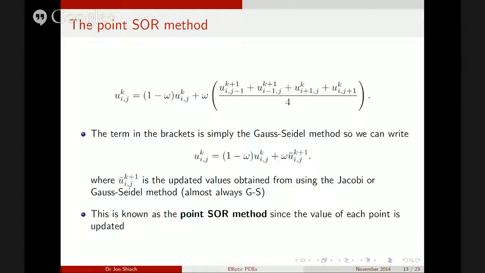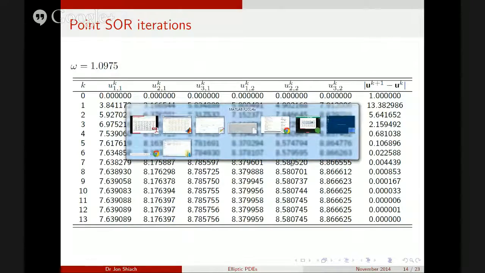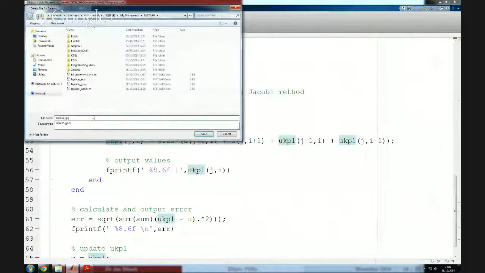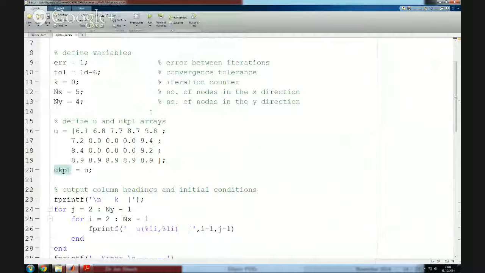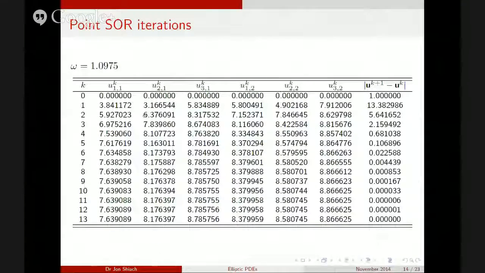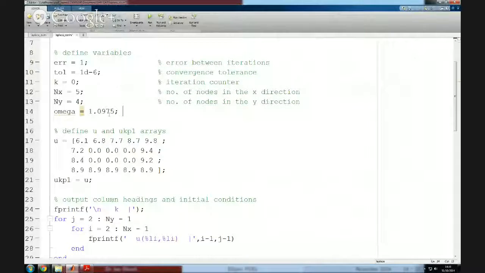Right, I'm going to remember that value of omega, 1.0975, and change our Gauss-Seidel code to calculate it. I'm going to save this and alter the Gauss-Seidel code to use the SOR method. I'll save that as Laplace SOR. What was my value of omega again? 1.0975, is it? Go back, check, yeah. Okay, so that's my relaxation parameter.